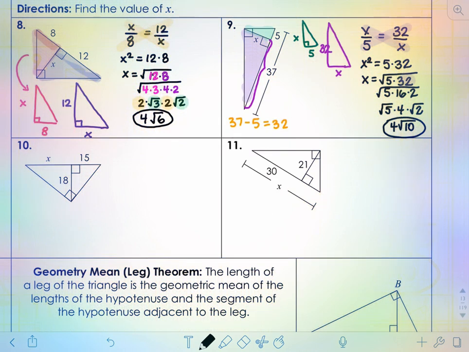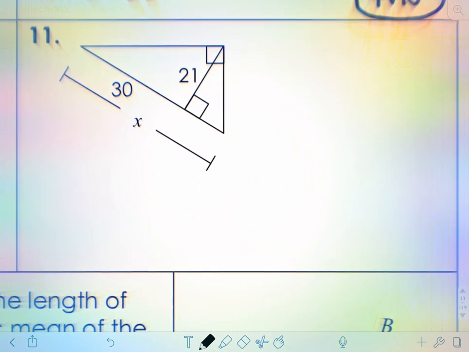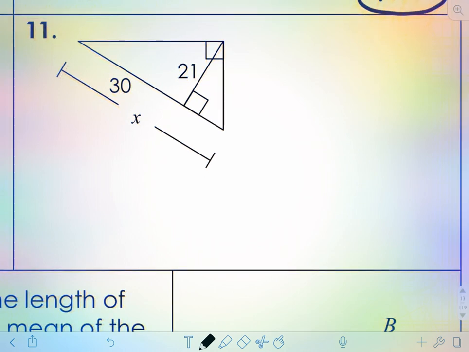Okay, so we're going to skip around. Let's try another one. Okay, let's take a look at number 11. Number 11 is one of those that kind of trips people out sometimes because one of the sides that we need is going to involve an expression, an algebraic expression. Okay, but let's look at the information that we do have.